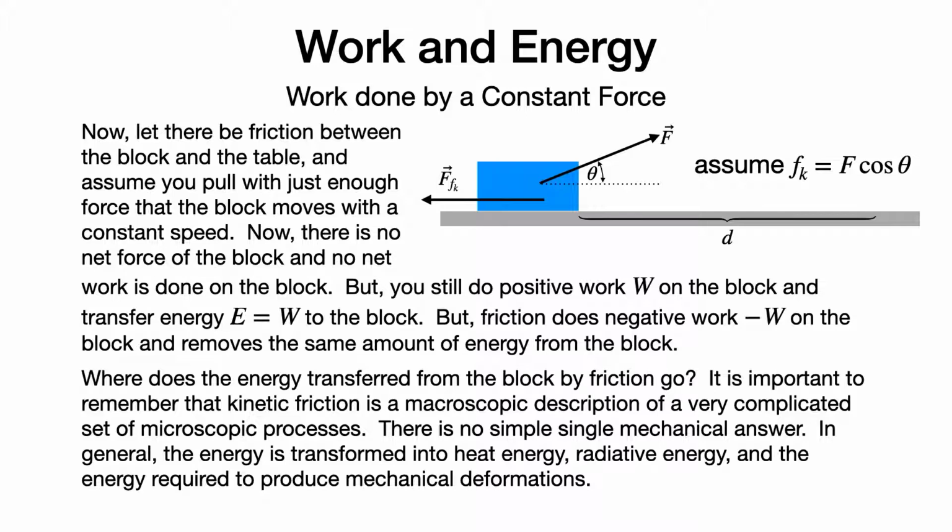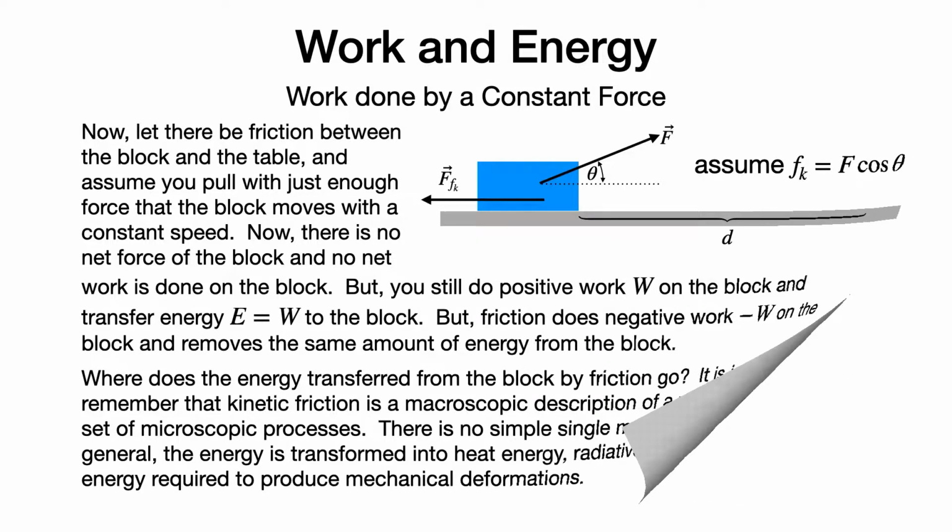Where does the energy transferred from the block by friction go? Well, that's a complicated question to answer. It's important to remember that kinetic friction is a macroscopic description of a very complicated set of microscopic processes. There is no simple single mechanical answer to the question, where does the energy go that's dissipated by friction? In general, the energy is transformed into heat energy and radiative energy and the energy required to do mechanical deformations. But it simply gets dissipated into a number of different forms of energy.